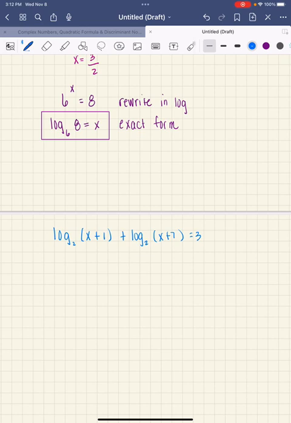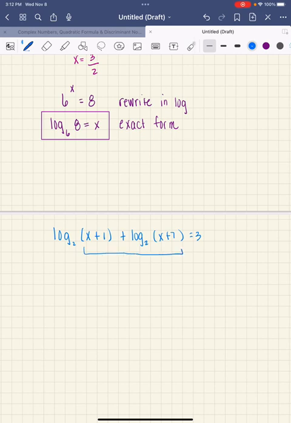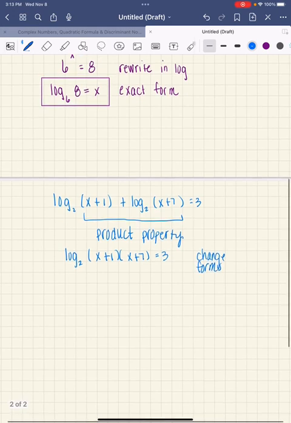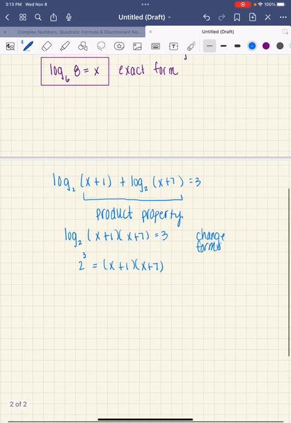You must combine into a single logarithm first. So we're going to combine these using the product property. And this is going to become the log base 2 of x plus 1 times x plus 7 equals 3. And now I'm going to change forms. The base is going to be 2. The exponent is 3. And that's going to be equal to x plus 1 times x plus 7. And now hopefully this is an equation that you know how to solve.